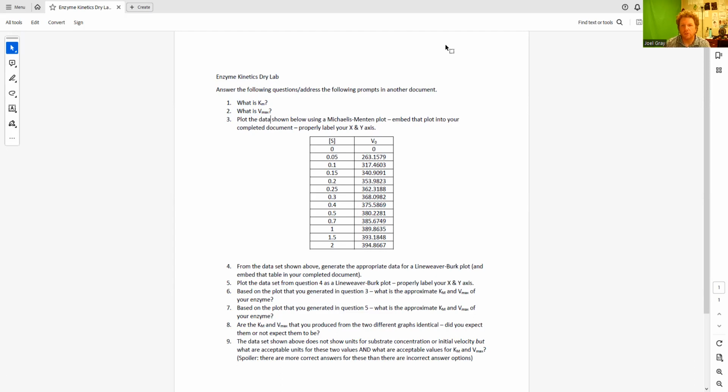So what you're going to do, looking at prompt number 3: plot the data shown below using a Michaelis-Menten plot. Embed that plot in your completed document. Properly label your X and Y axis. Prompt number 4: from the data set shown above, generate a Lineweaver-Burk plot and embed that plot in your data table.